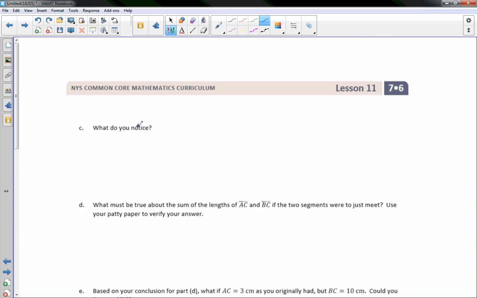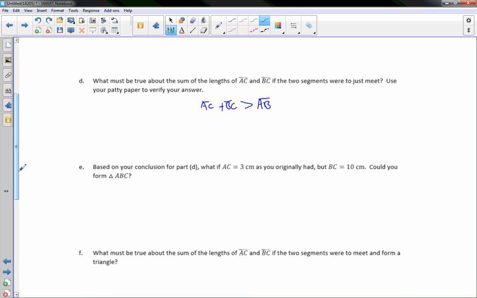Part C. What do you notice? Well, I've already explained all this. What must be true about the sum of the lengths AC and BC? AC plus BC has to be greater than AB. Based on your conclusion in part D, what if AC were 3 centimeters as you originally had, but BC equals 10? Could you form a triangle ABC? So now they're saying leave AC 3, but make BC 10. So I'll go back and do that.